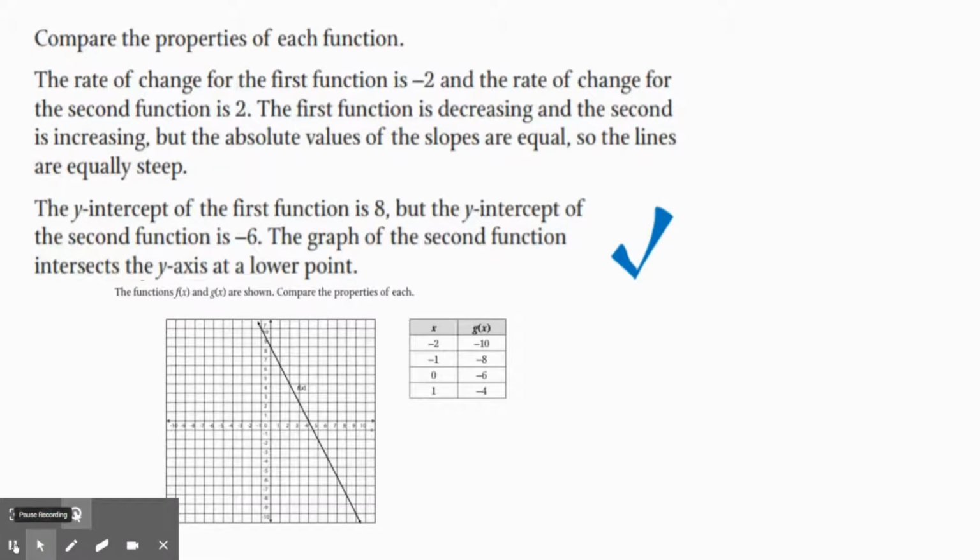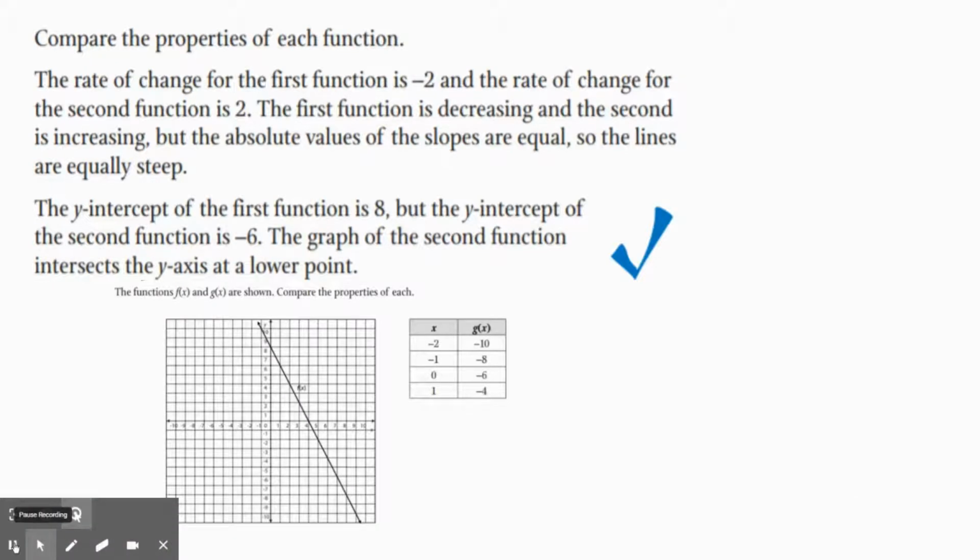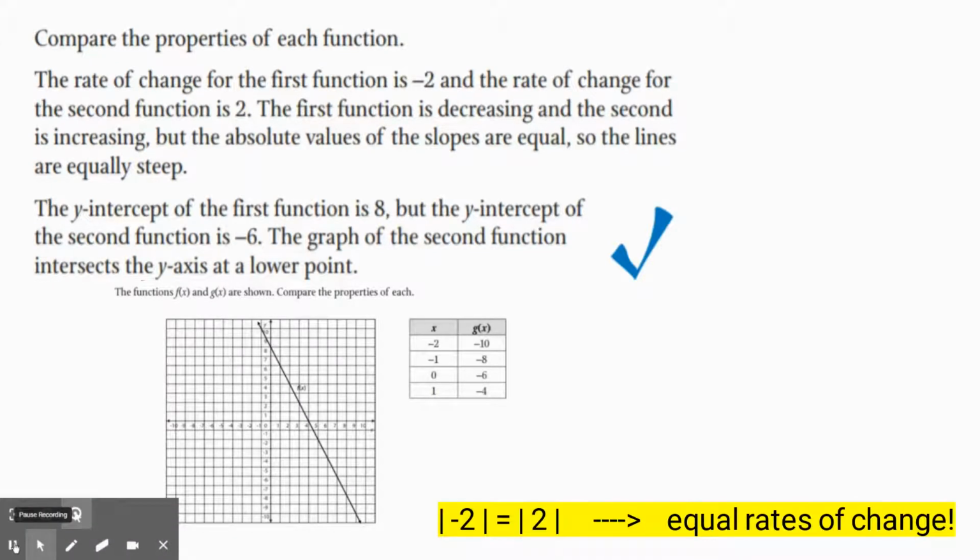So let's summarize and compare the properties of each function. The rate of change for the first function was -2, and the rate of change for the second function was +2. We would say that since they are changing equally, in other words, one is positive and one is negative, but if we look at just their absolute values of the change in y versus x, they're actually equally steep. In other words, they're changing the same amount. They're just changing the same amount in two different directions. So we will say that they are equal rates of change.